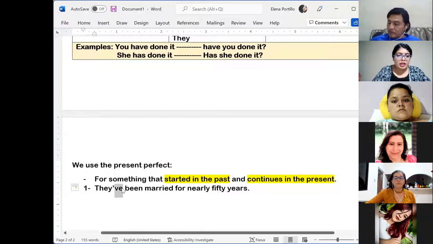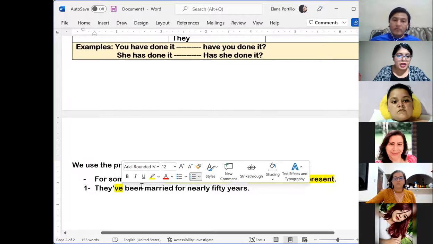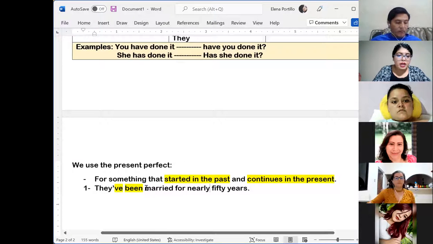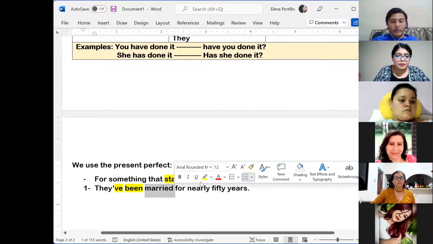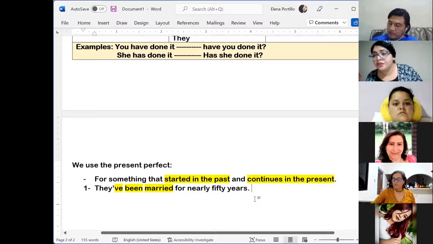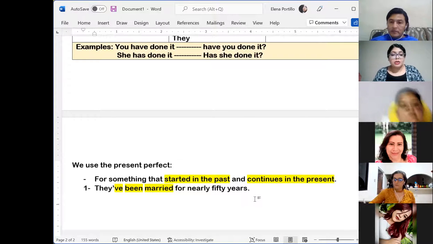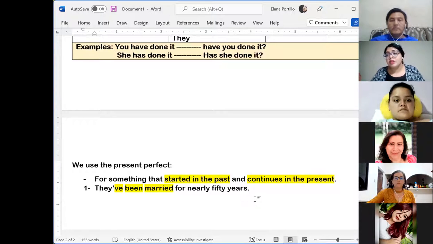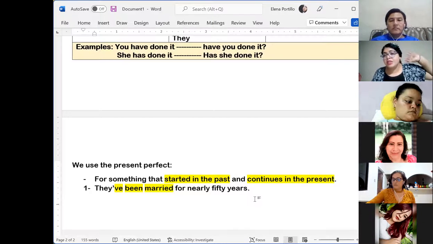We have here the "have", and this is our main verb in this case, but we have another one here. So, they have been married for nearly 50 years. Han estado casados por al menos 50 años. So in this case, they got married, using the past of the verb, 50 years ago. And now they are still married.